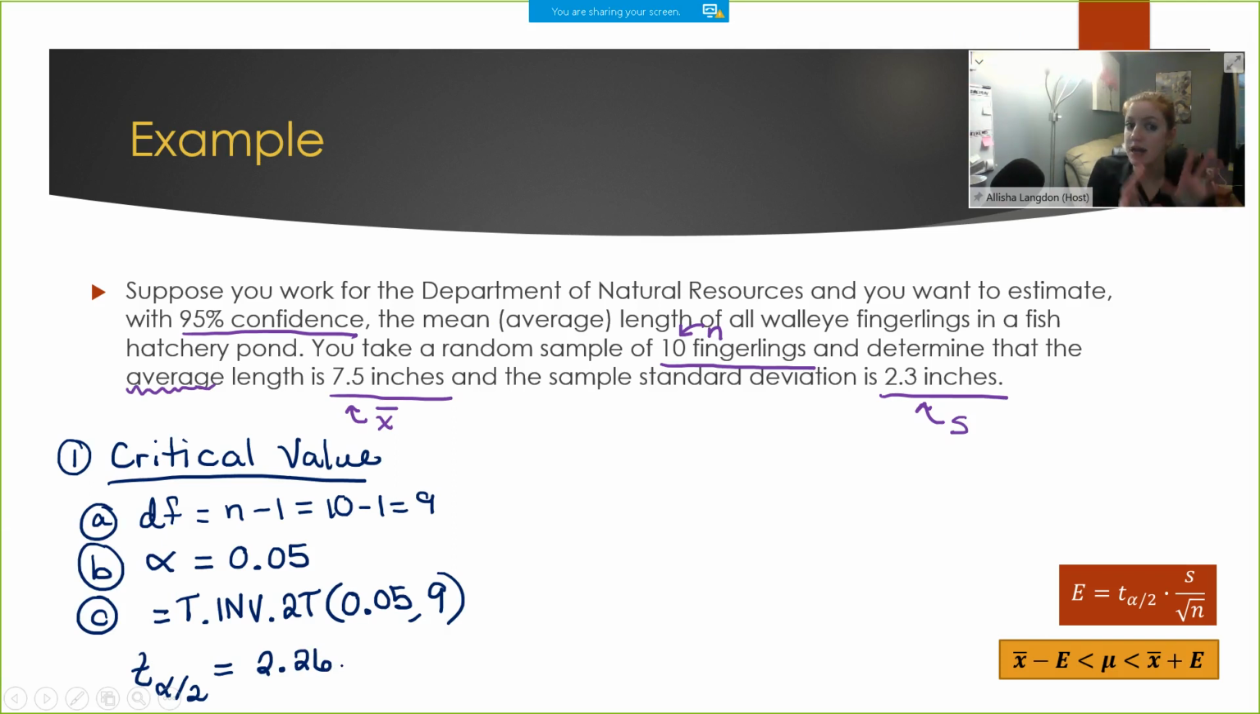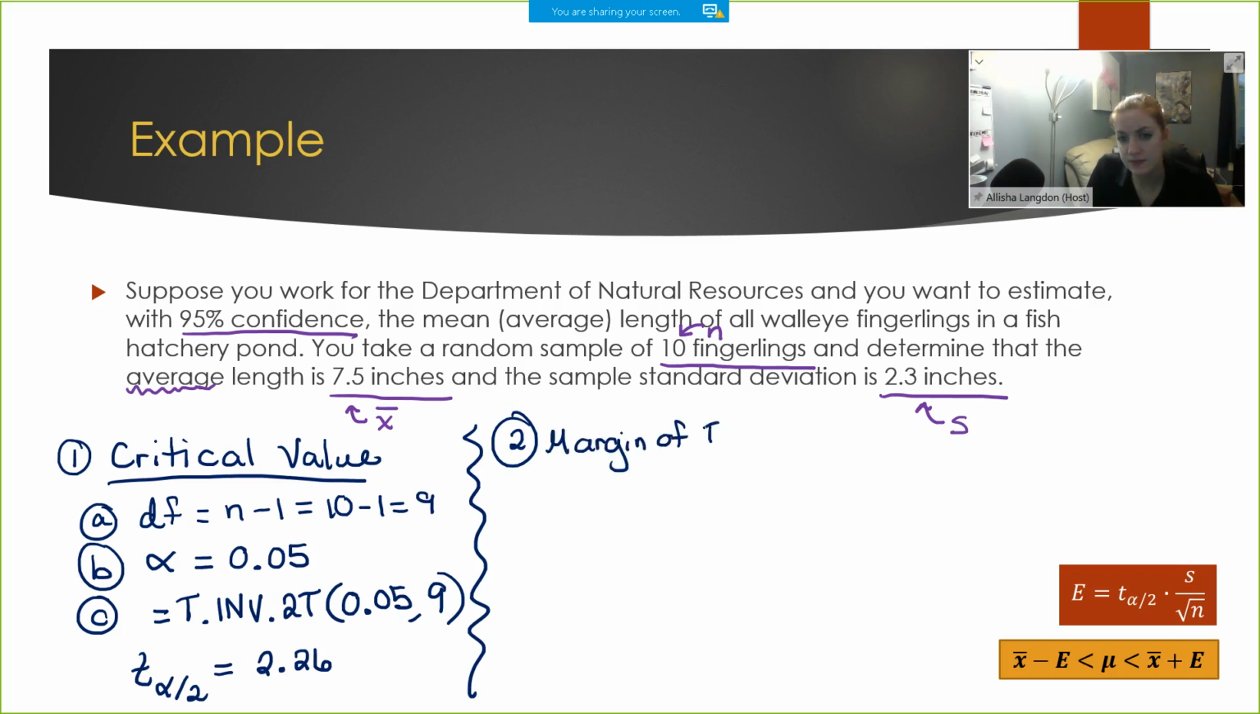Now, we did our first step, finding the critical value. Our second step, so I'm going to make a little space here, we need to come up with our margin of error. Luckily, our formula is down there. E equals T of alpha over 2 times S divided by square root of n.